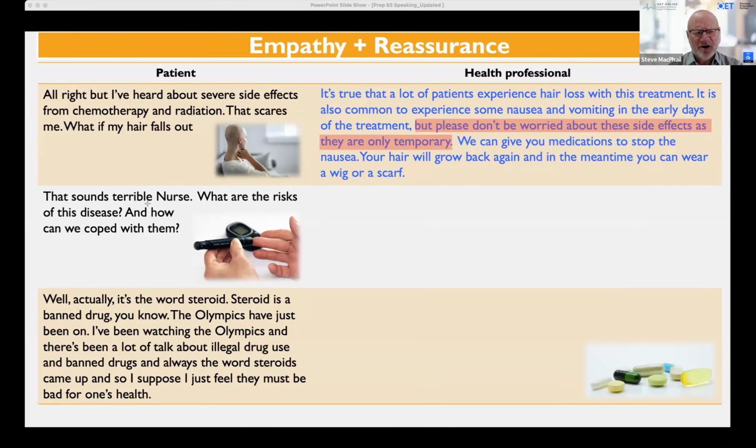That sounds terrible, nurse. What are the risks of this disease and how can we cope with them? All right, let's look at our response here, everyone. Now, just a little error there. Let's just remove that. How can we cope with them?